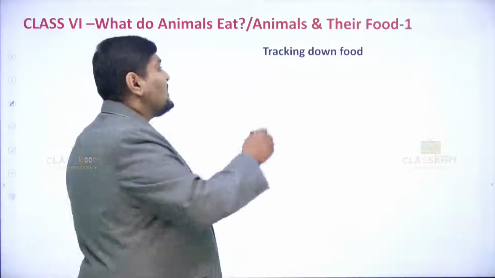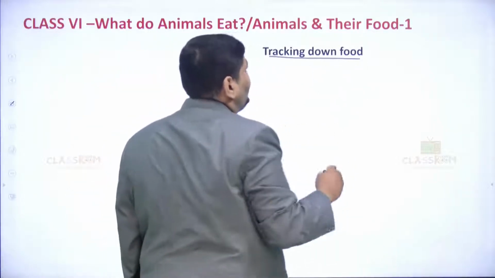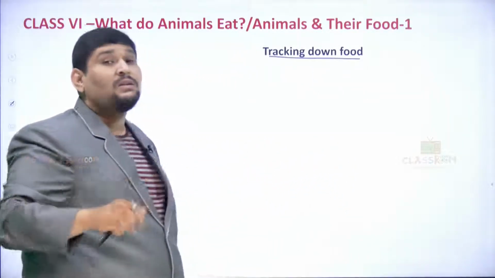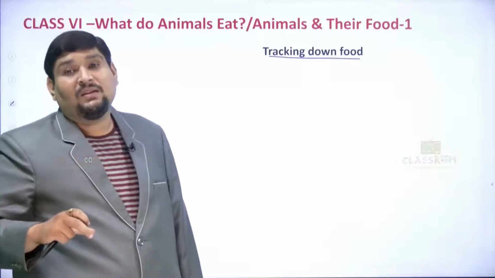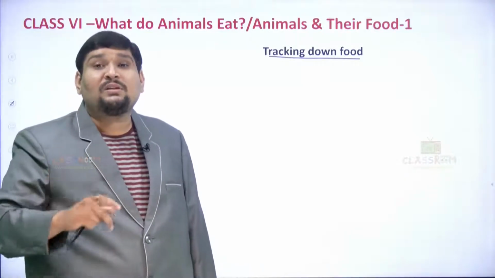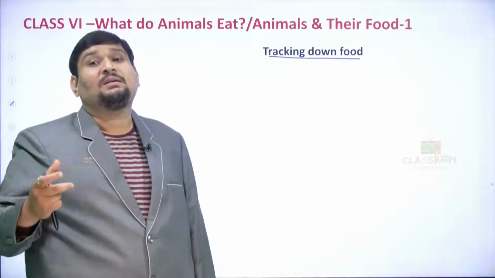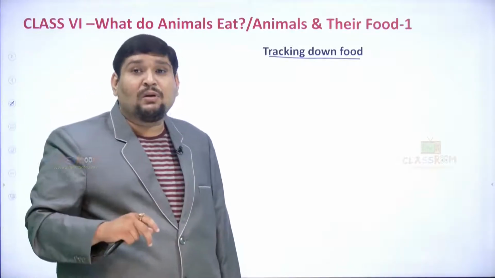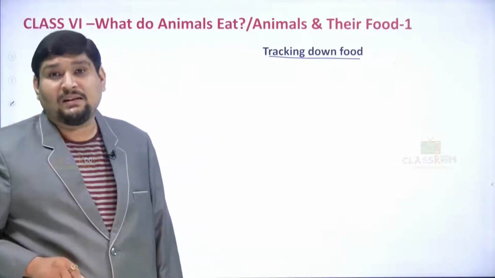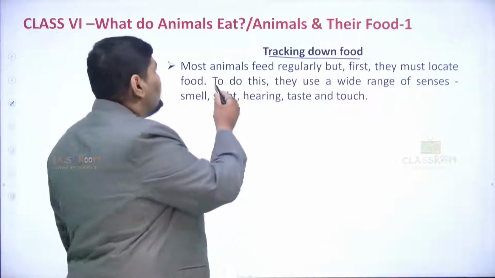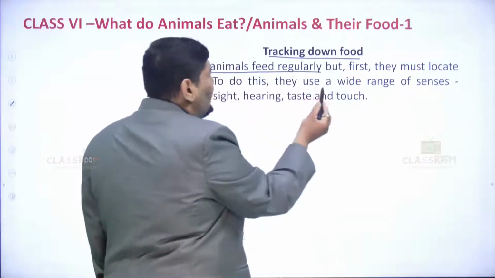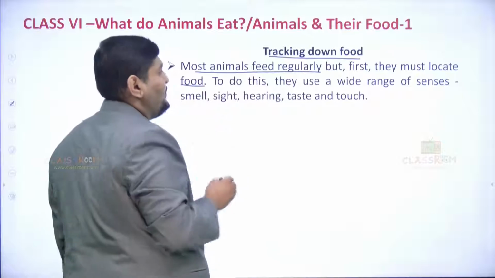That's one. Then comes the first one, tracking down food. This is most important here. How do they track the food, in what ways do they search for it, and in what ways do they get it and eat it? That's what we are going to find here. As we know, most animals feed regularly, but first they must locate food.